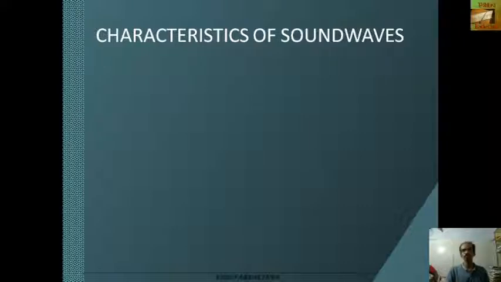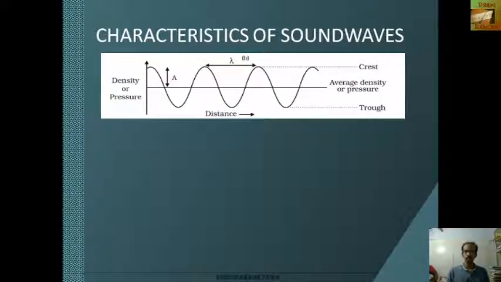Now, characteristics of sound waves. This is a representation of the density or pressure and distance in the case of longitudinal waves. It is a sinusoidal wave. Now, the first characteristic of a sound wave is amplitude. Amplitude is the total height of the crest or trough. As shown in the figure, it is marked by A.